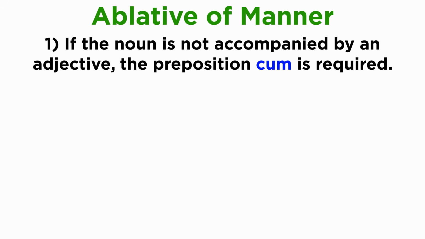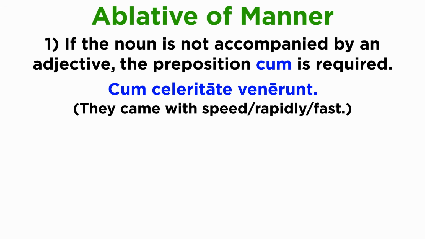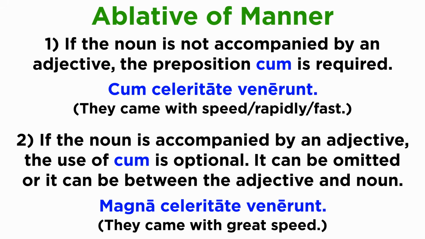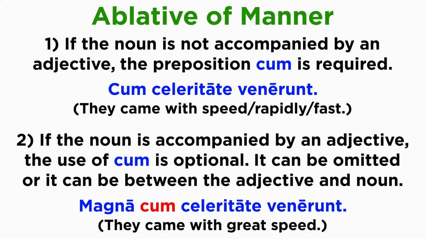In the ablative of manner, the general rule states that: 1. If the noun is not accompanied by an adjective, the preposition cum is required. Cum celeritate venerunt. 2. If the noun is accompanied by an adjective, then the use of cum is optional. It can be omitted or it can be used in the middle, between the adjective and the noun, which Latin seems to love doing. Magna celeritate venerunt, or magna cum celeritate venerunt.